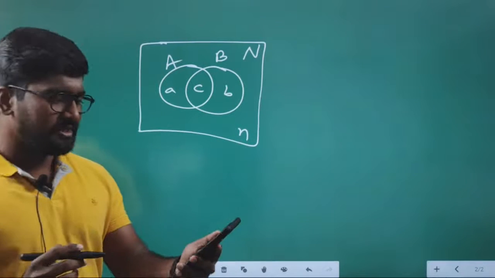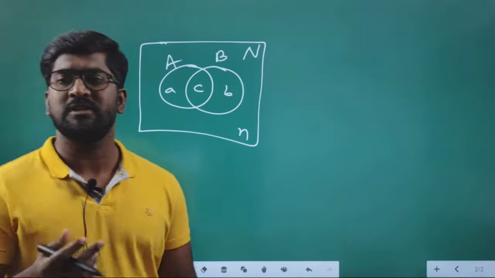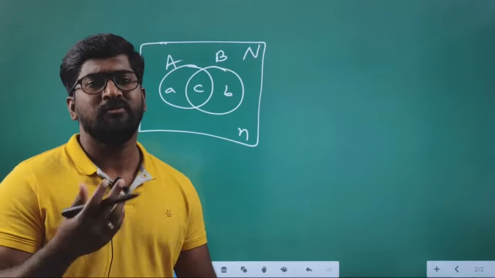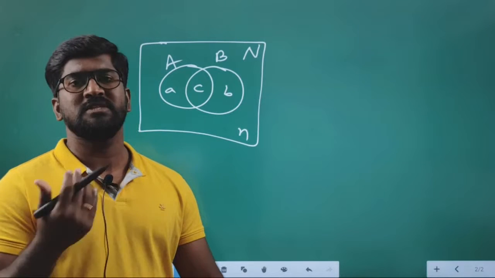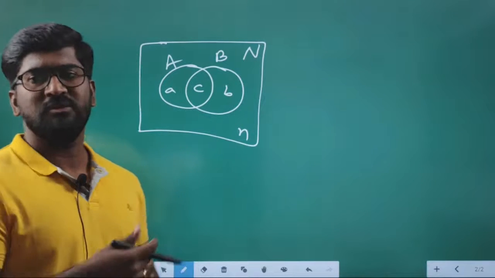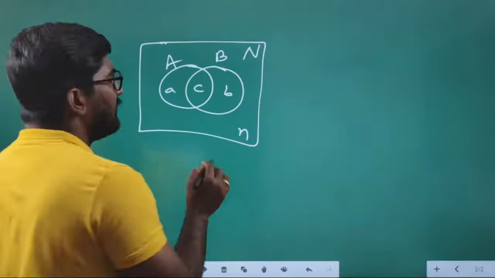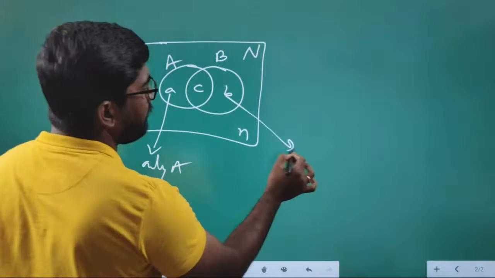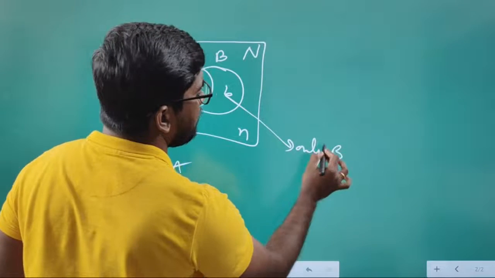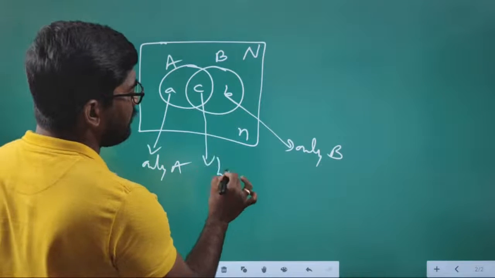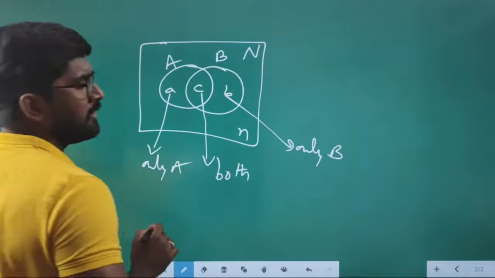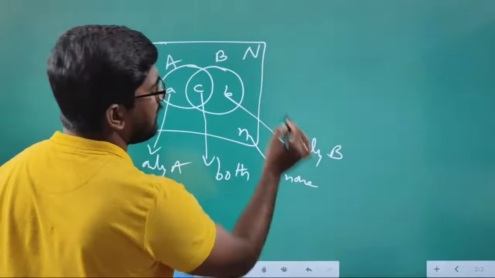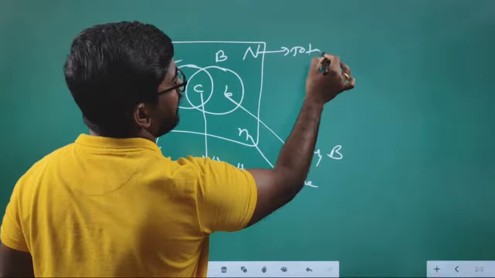Let us see what each region represents, because before answering the questions, if you understand the basic concept, then answering the questions will be easy. Now some of you may be thinking, start the question straight away, but before I start, you should know what each region is. Now this small a represents only A, this small b represents only B, this small c represents both A and B, intersection, whereas small n represents none, whereas capital N represents total.